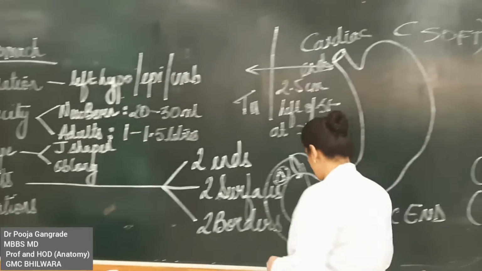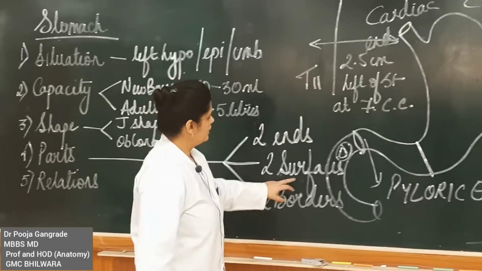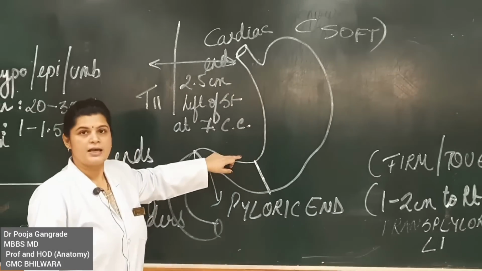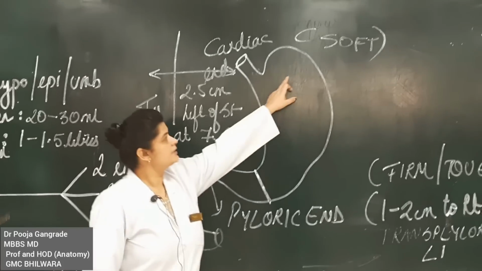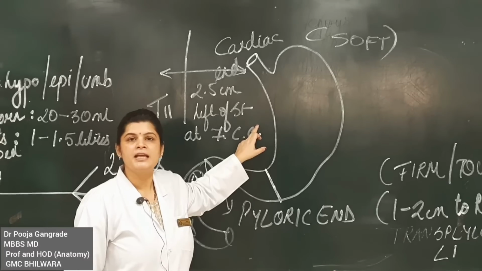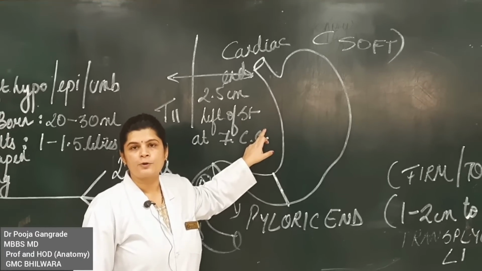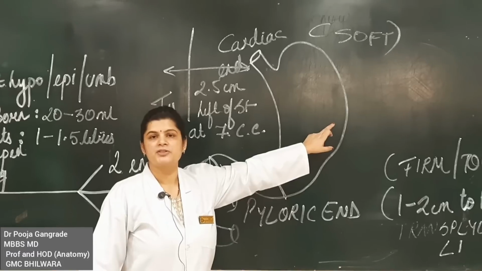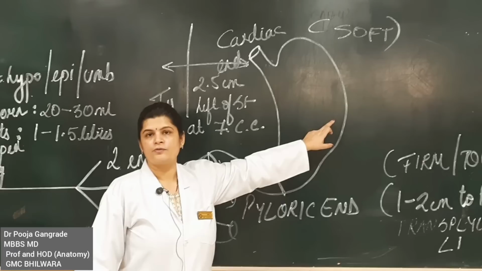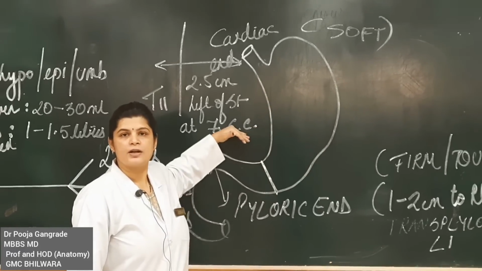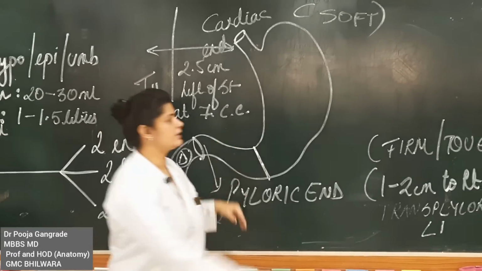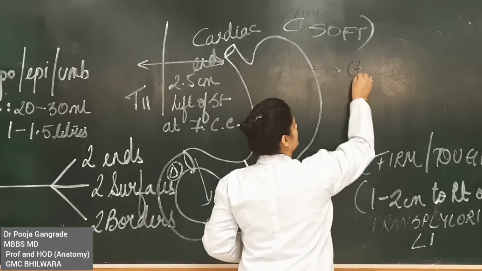Now let's come down to what are the two borders of the stomach. This is the right border. This is the left border. The right border is also called as the medial border. The medial border of stomach. Whereas this border, which is large, left border, is also called as the lateral border of the stomach. This is called as the lesser curvature. And this is called as the greater curvature.